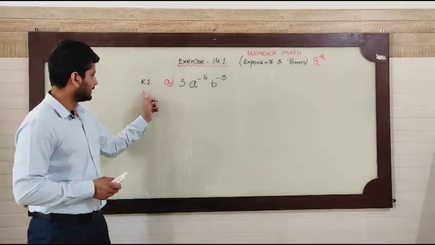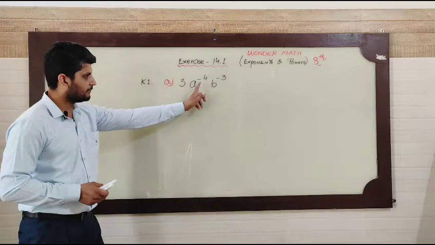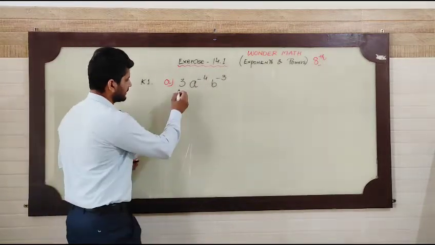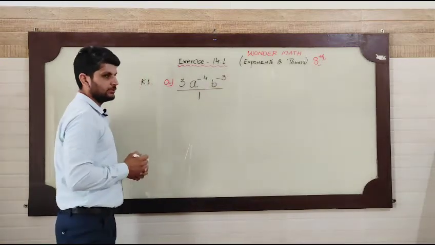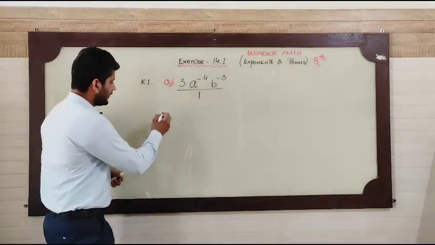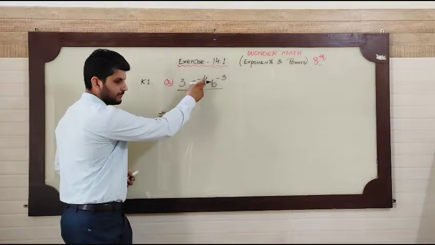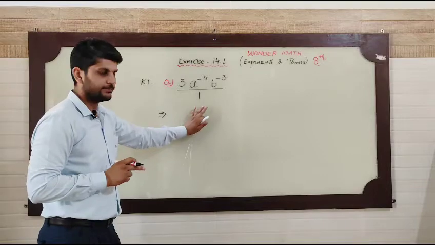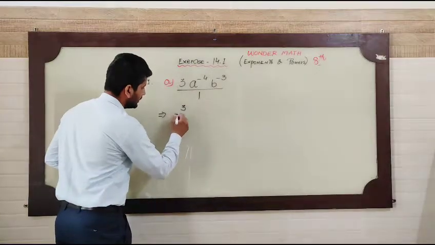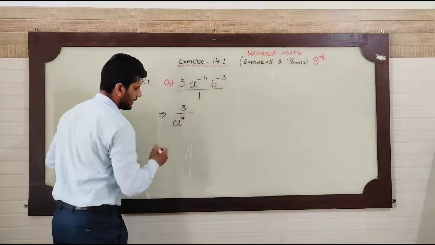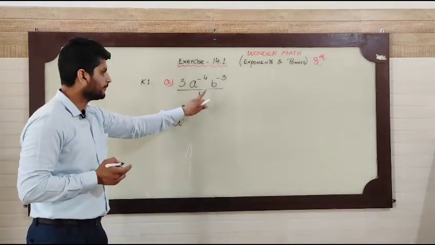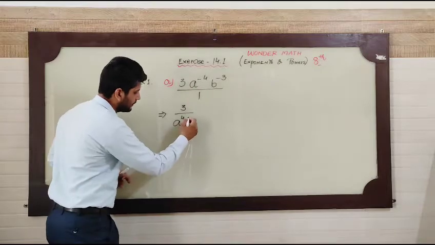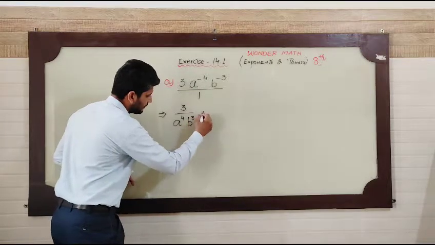Here in part A, question 1, we have 3 a power minus 4 b power minus 3. So you can take a 1 in the denominator because we need that denominator also. Now, a power minus 4, the negative power in the numerator, will go in the denominator with the positive power. So 3, this a 4, because the power is negative, it will come in the denominator. Secondly, b power is also negative, so it will also come in the denominator. b power 3, and this is your answer.